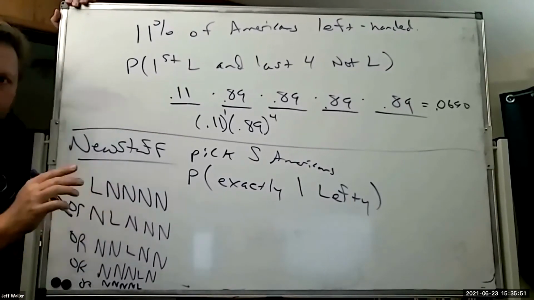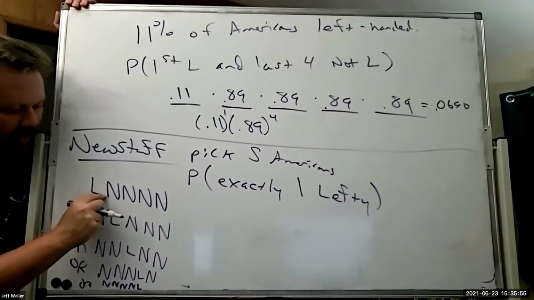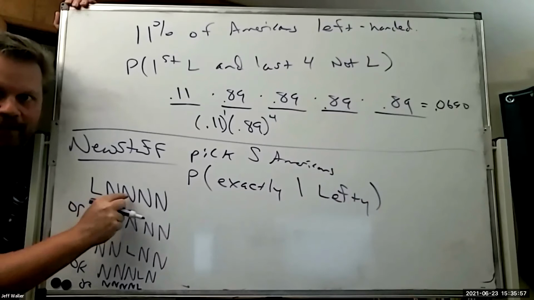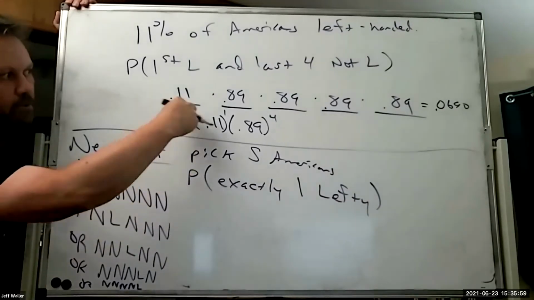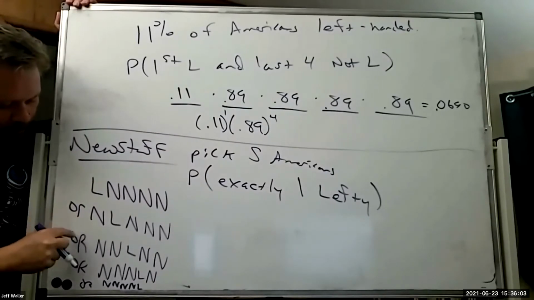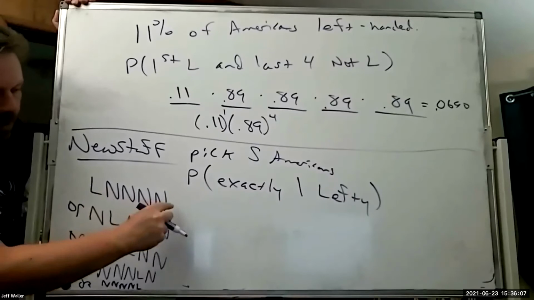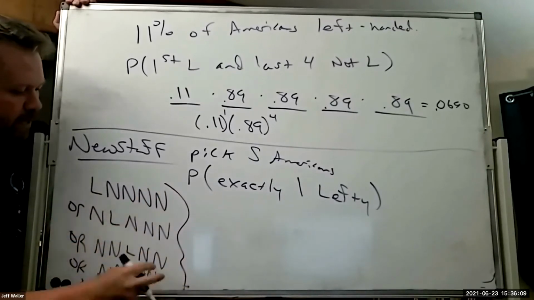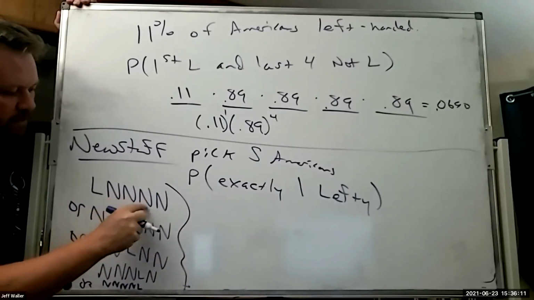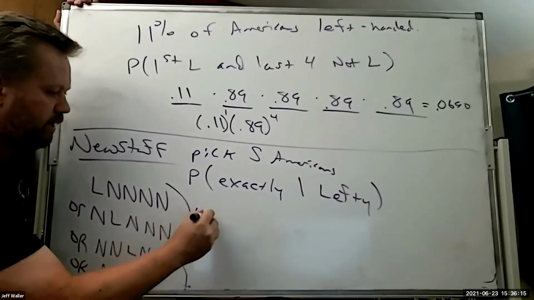Now, look. Are you guys cool with the fact that the first one's left-handed and the second one's not left-handed? That's why we multiplied up here, isn't it? What do I do for or? What does or mean? So each one of these, what would math say about L times N times N times N times N? Wouldn't I write that as L times N to the 4th?